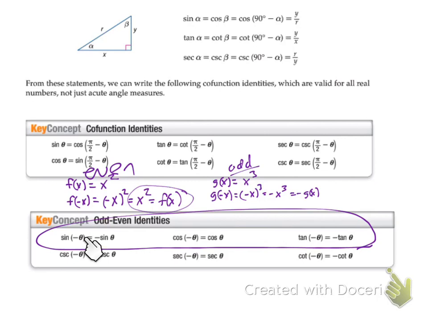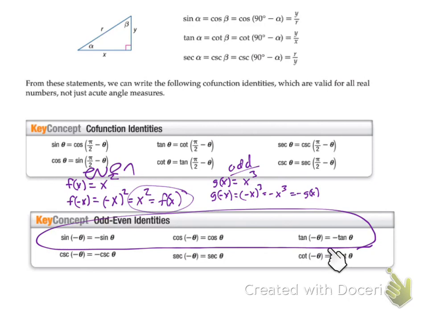Take a look at what happens with sine. Sine of a negative angle is the same thing as a negative of sine of the positive angle. Sine of 30 is, what again? It's a half. Sine of negative 30? It's a negative 1/2. Because 30 and negative 30 have the same reference angle of 30. But if I move to the 4th quadrant, sine has to be negative. So it's a negative sine of 30.